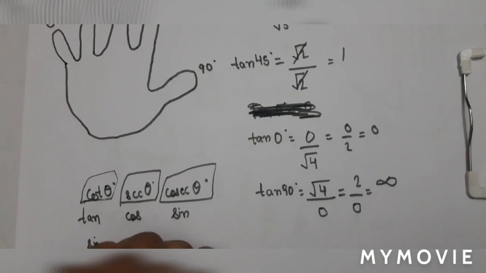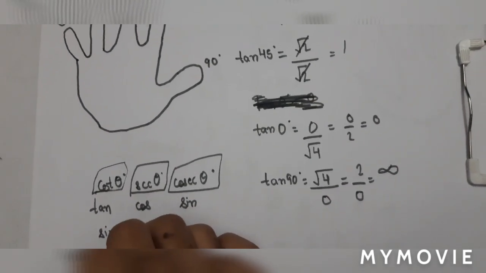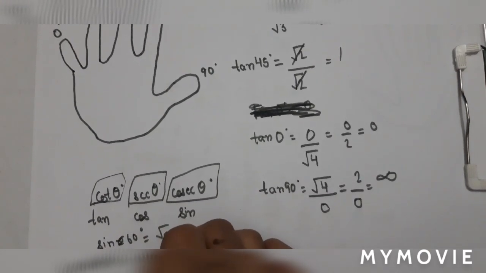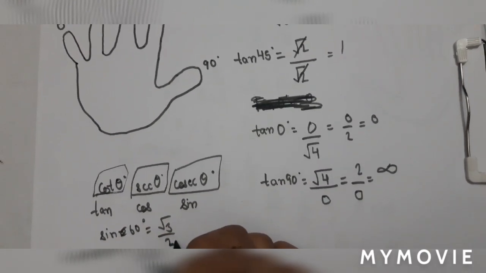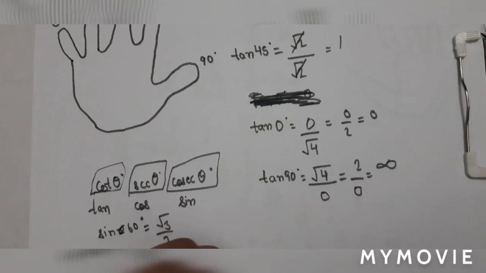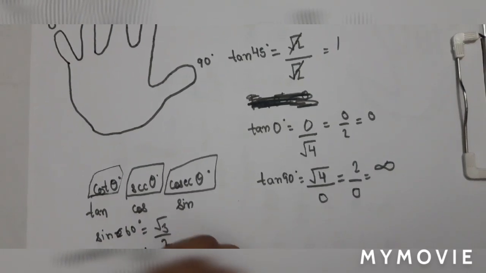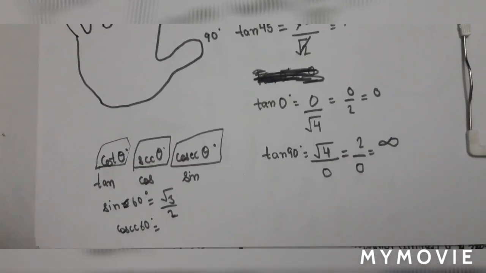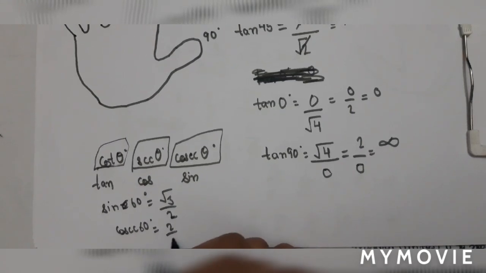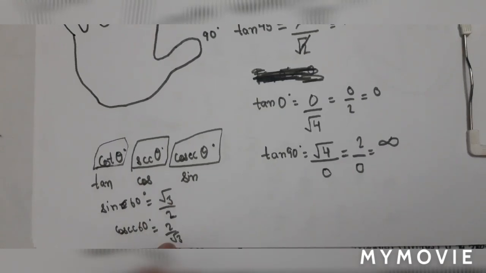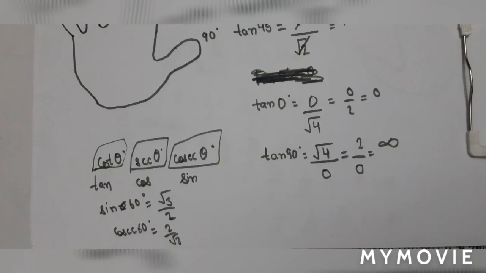So let's take sin 60 value. Sin 60 value is root 3 by 2. So now you can find cos 60 value. Cos 60 value is root 3 by 2 is our answer. So you will get 2 by root 3. You should reciprocal it. So like this you can find your values.